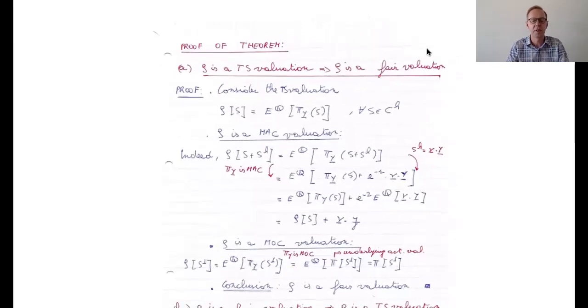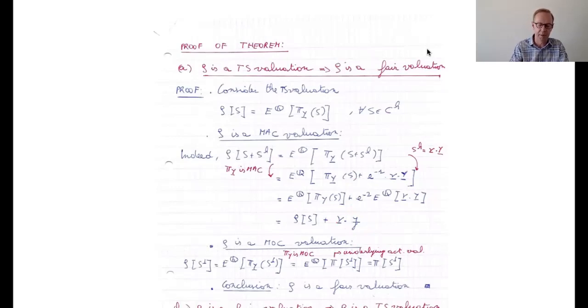Let us start from the assumption that rho is a two-step valuation, and let us then prove that rho is a fair valuation. So we consider the two-step valuation rho of s, which is the expectation under Q of pi y of s. We have to prove that rho is market consistent and model consistent. Market consistency first. Rho of s plus sh is the expectation under Q of pi y of s plus sh. Because pi y is a fair conditional valuation, this is the expectation under Q of pi y of s plus the discounted value of nu times y, where sh is nu times y. This is because pi y is fair and hence market consistent. And we can rewrite this as the expectation under Q of pi y of s plus the discounted expectation under Q of nu times y, which is in fact rho of s plus the price of nu times y. So we have proven that indeed rho of s plus sh is rho of s plus the time zero price of sh.